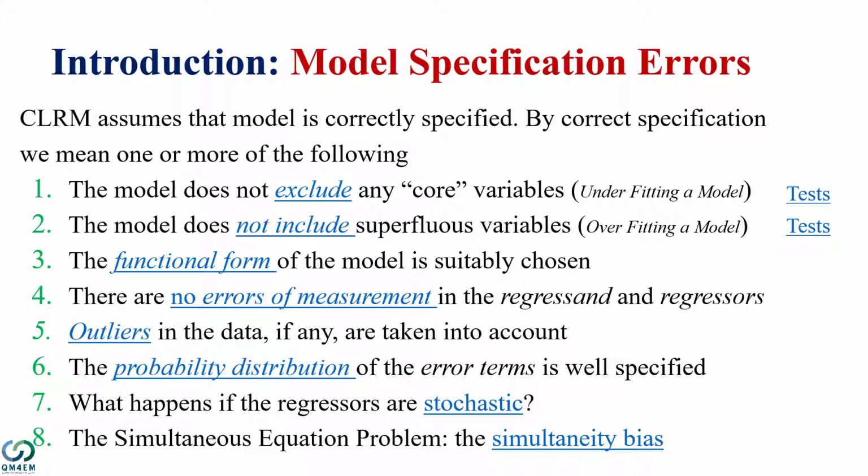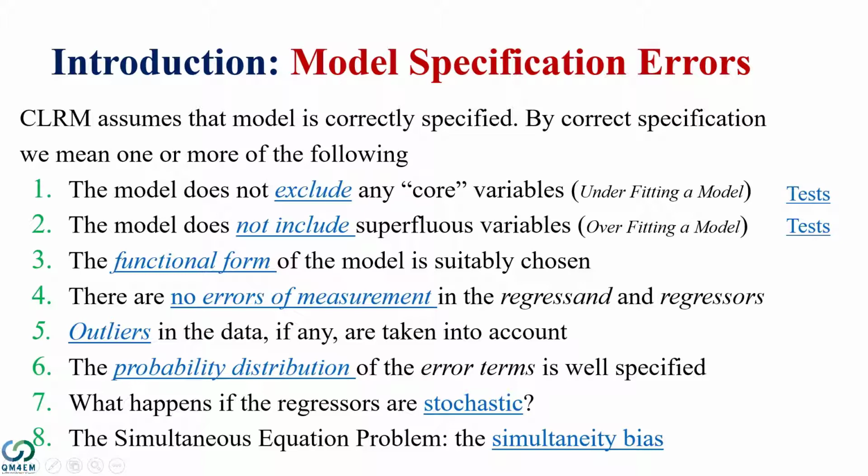To start with, the fourth model specification error issue is that the classical linear regression model assumes there should be no error of measurement in the regressand and regressors, or the dependent and independent variables should be free from errors of measurement. However, if that is not the case, what happens? Let me discuss this in a bit more detail.